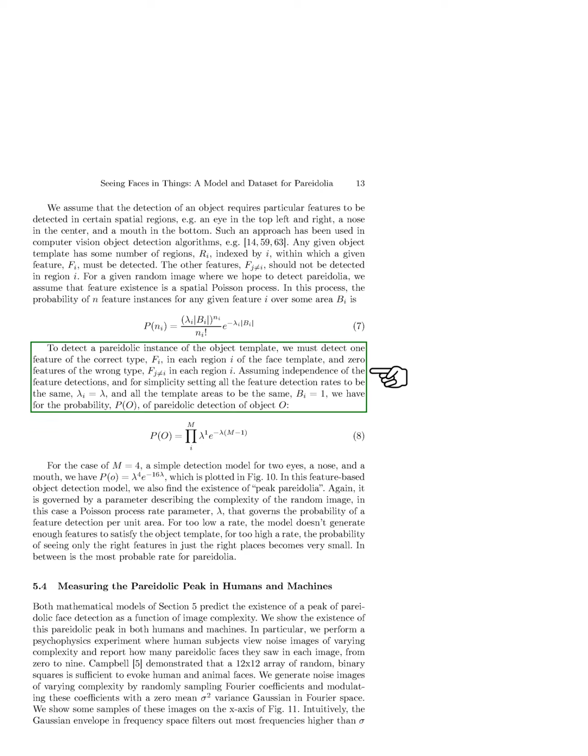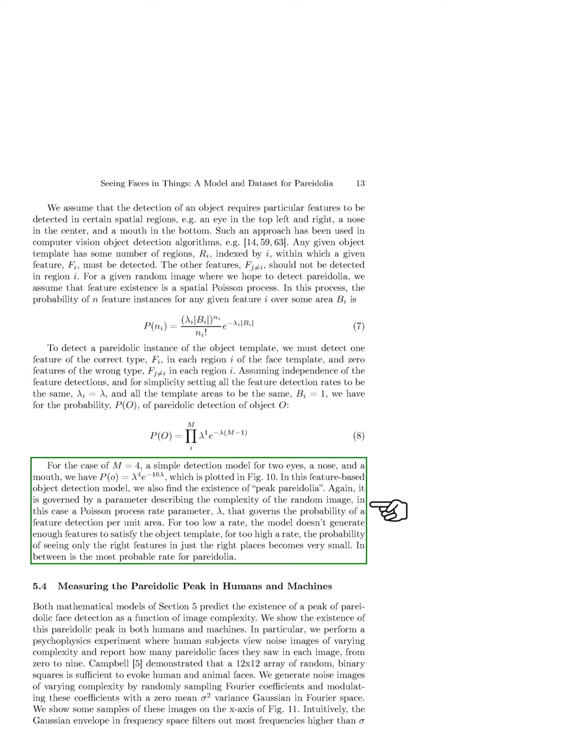To detect a pareidolic instance, we need to find the correct features in their respective regions while ensuring that incorrect features are absent. Assuming independence and uniform detection rates, we derive the probability of detecting the object. For a simple case with 2 eyes, a nose, and a mouth, we find that the probability of pareidolic detection also exhibits a peak, governed by the complexity of the random image. If the feature detection rate is too low, we won't generate enough features, and if it's too high, the chances of finding the right features in the right places diminish. Thus, there exists an optimal rate for pareidolia detection.